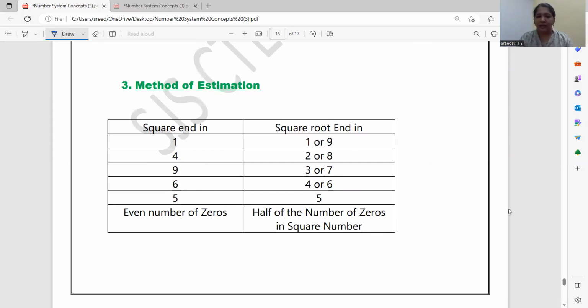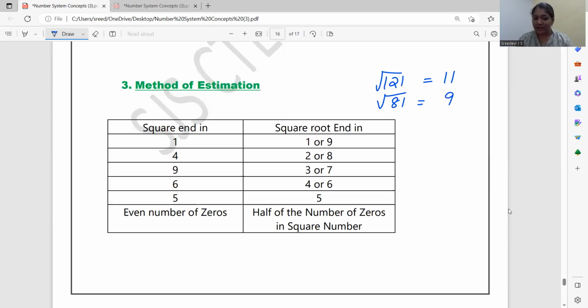The examples you can see: the square number 121 ends in 1, and what is the square root of this number? That is 11, right? And also the square root of 81, what is that? 9, right? So you can understand, whenever a square ends in 1, the square root can end in either 1 or 9. In the same way, whenever a square number ends in 4, the square root will end in 2 or 8.